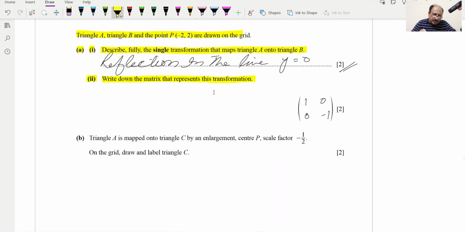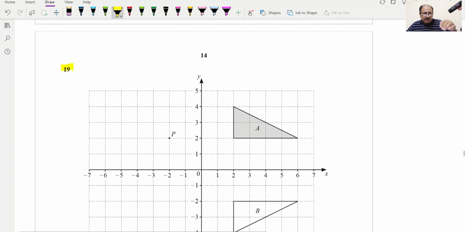Now B part, the triangle A is mapped onto triangle C by an enlargement center P. Scale factor is -1/2 on the grid. Draw and label the triangle C. So we have to draw and label triangle C, and P is the center of enlargement. We will draw the line.